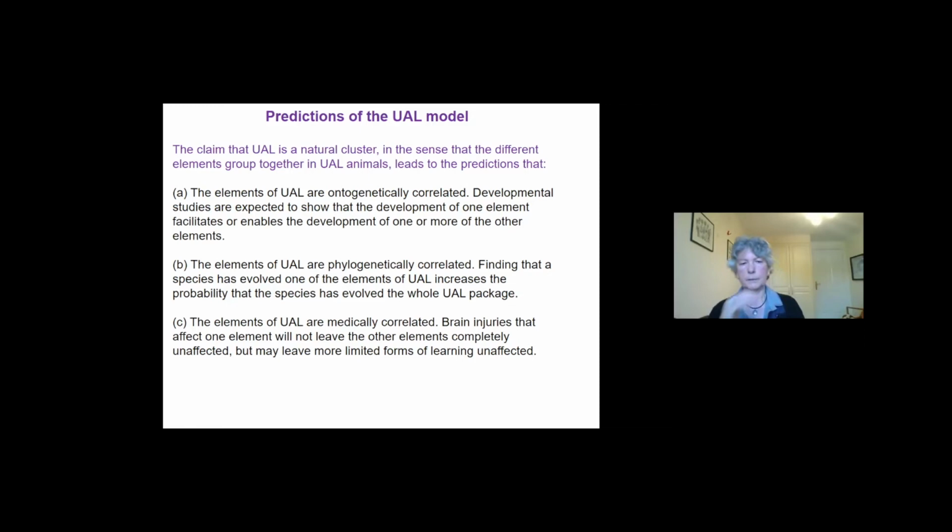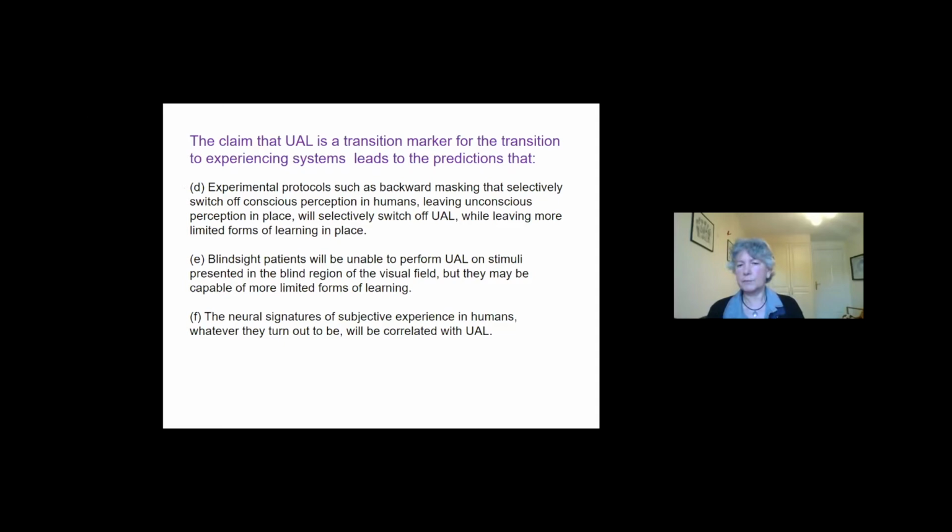Now, the claim that unlimited associative learning is a transition marker for the transition to consciousness, to minimal experience, leads to predictions that experimental protocols, such as backward masking, that selectively switch off conscious perception in humans, leaving unconscious perception in place, will selectively switch off the ability to learn in unlimited associative form, but leave more limited forms of learning in place. So if you mask complex stimuli and new complex stimuli, and you ask the animal to discriminate them, it cannot do it under masking. It can do simple things under masking, yes, but the specific things that UAL requires will not be done under conditions of masking, if we're right about the relationship between unlimited associative learning and consciousness.